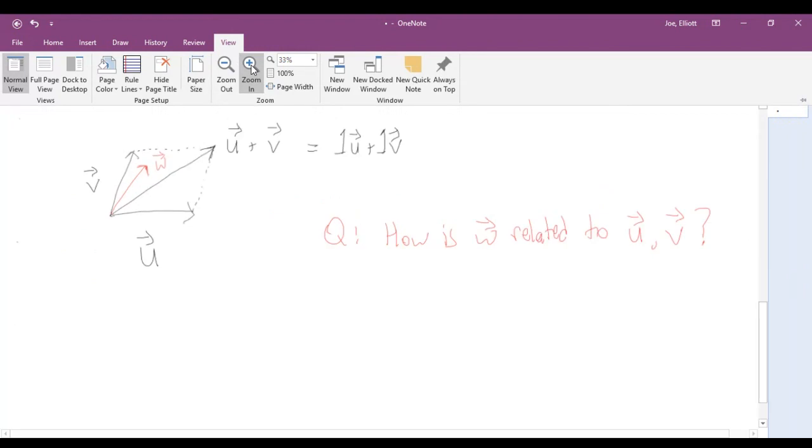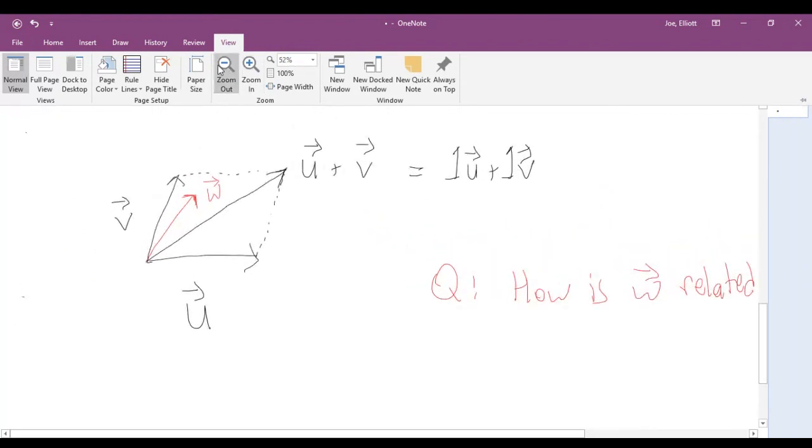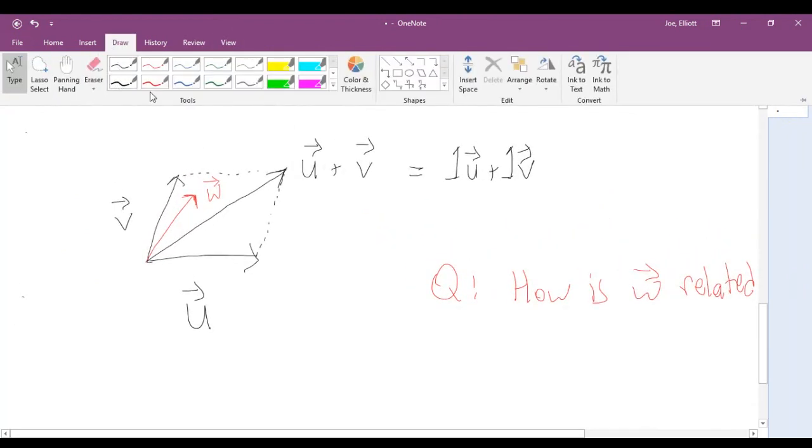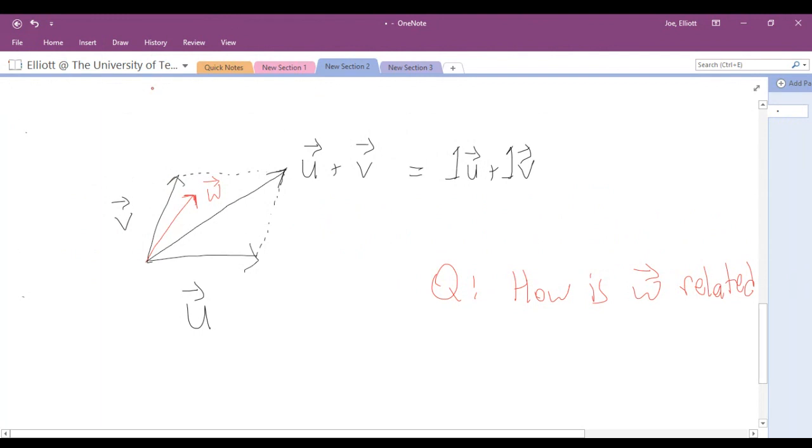All right, so I'm going to zoom in to make the picture a bit bigger. What I'm going to do in my picture right now is form a smaller parallelogram using the vector w. This red parallelogram that I've drawn here, its sides are parallel to u and v.